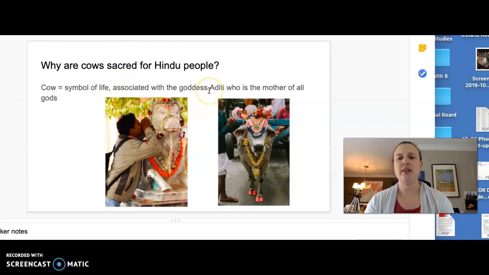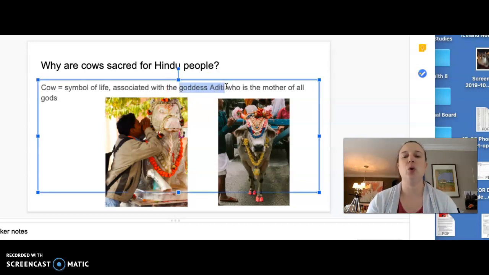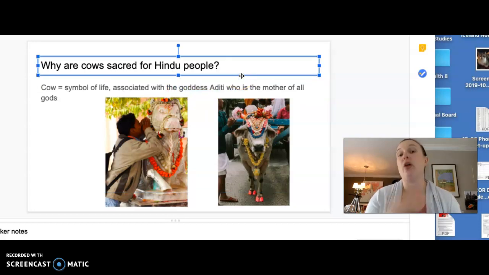So think of it like a mother, like in Christianity, you might think of the Virgin Mary being the mother. So Aditi is like the mother figure, and she's also usually connected with the idea of a cow. And in Hinduism, Aditi was the mother of all the other gods that came. So that's part of why the cows are so special. Hey, I found a really good YouTube video explaining more. I'm going to link that in.